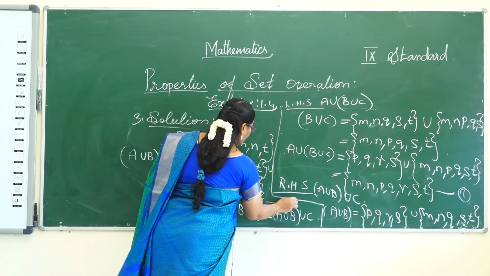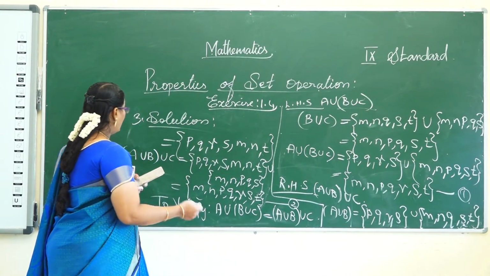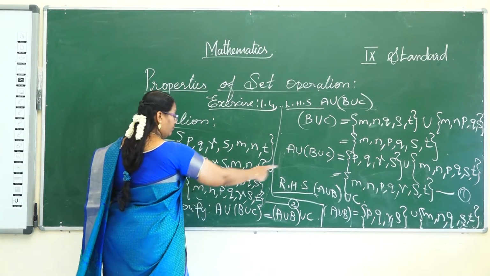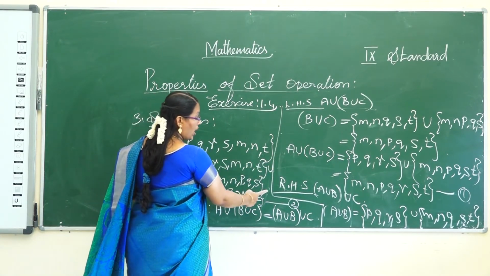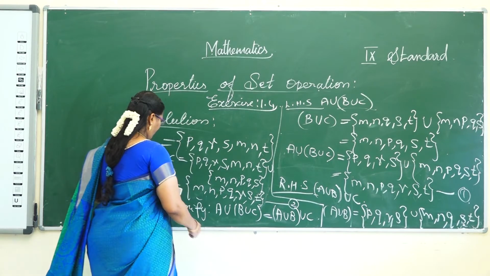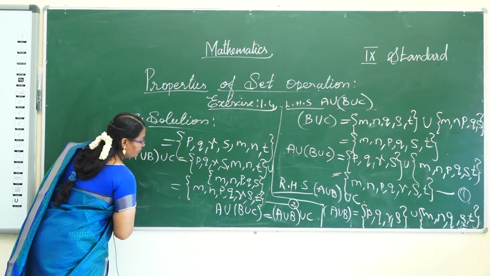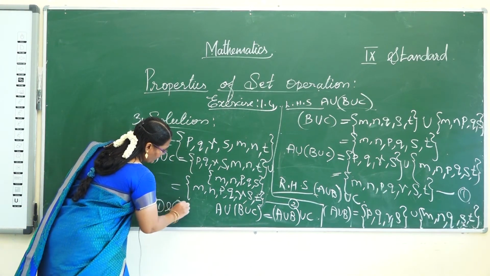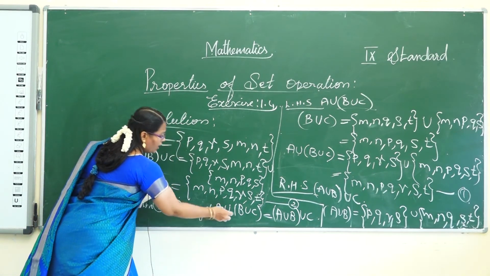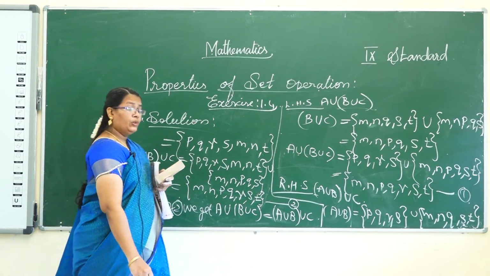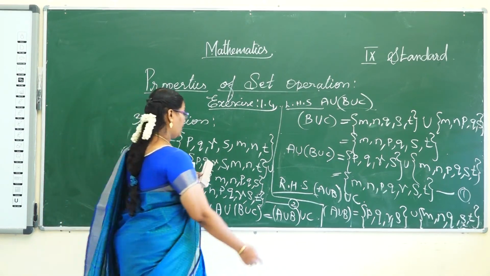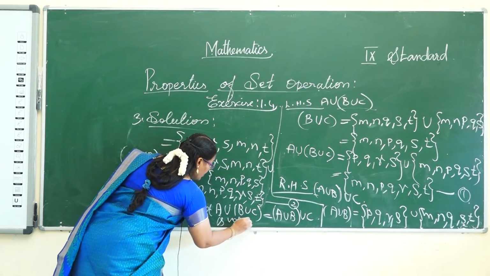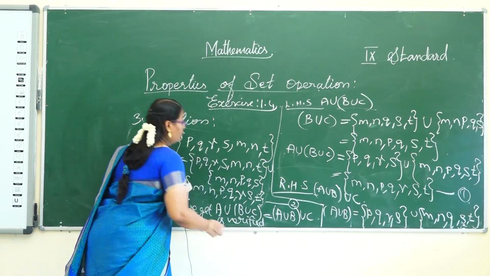It is denoted as equation number 2. Check equation numbers 1 and 2. From 1 and 2, we get A union B union C is equal to A union B union C. Verified. Yes, verified. Okay.